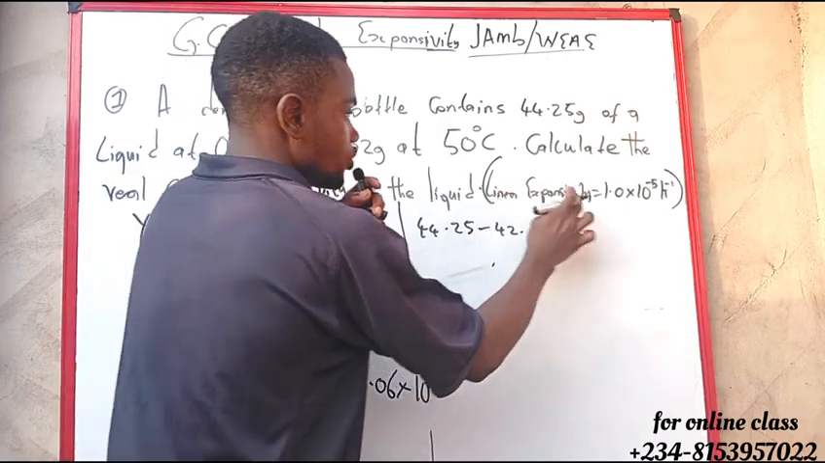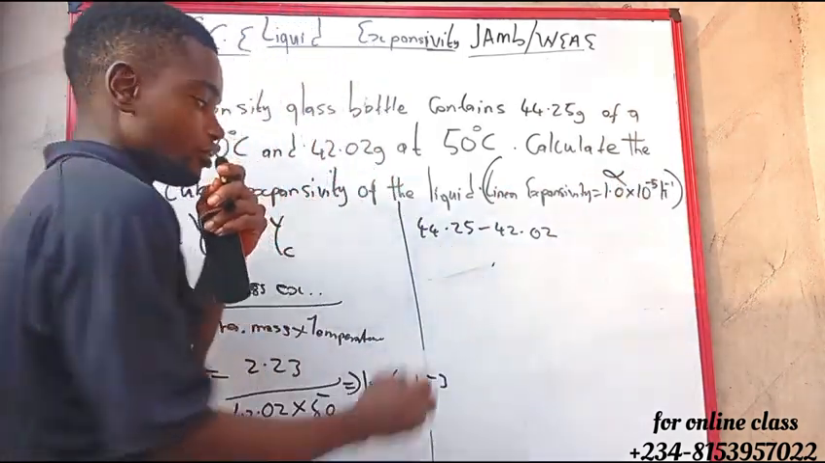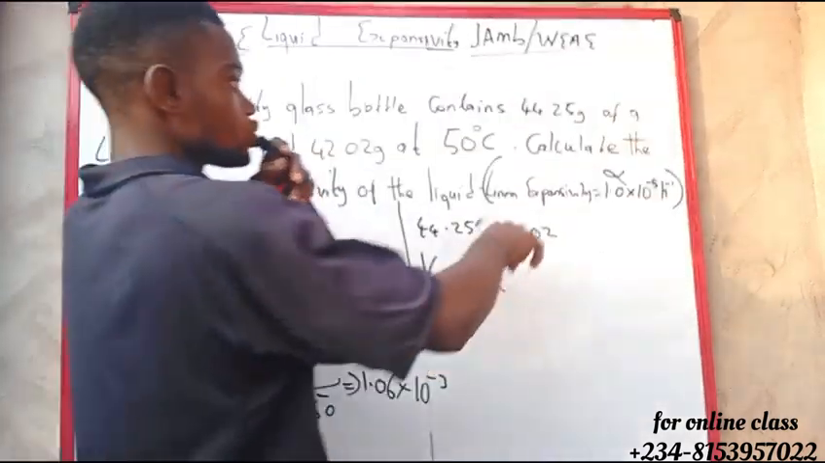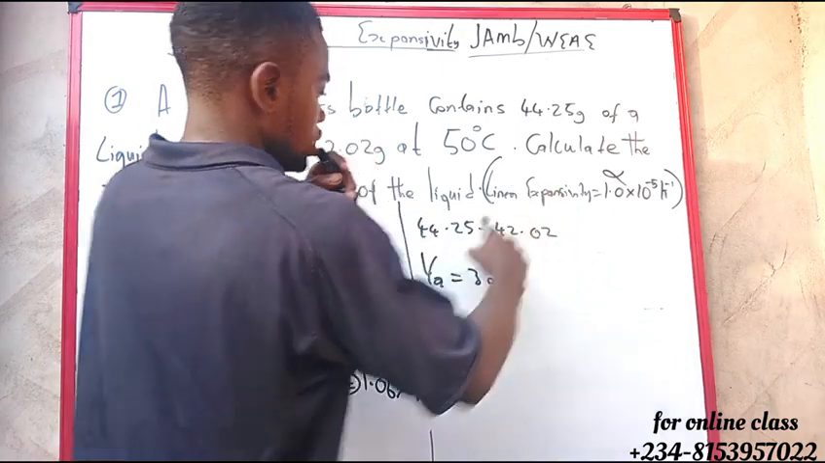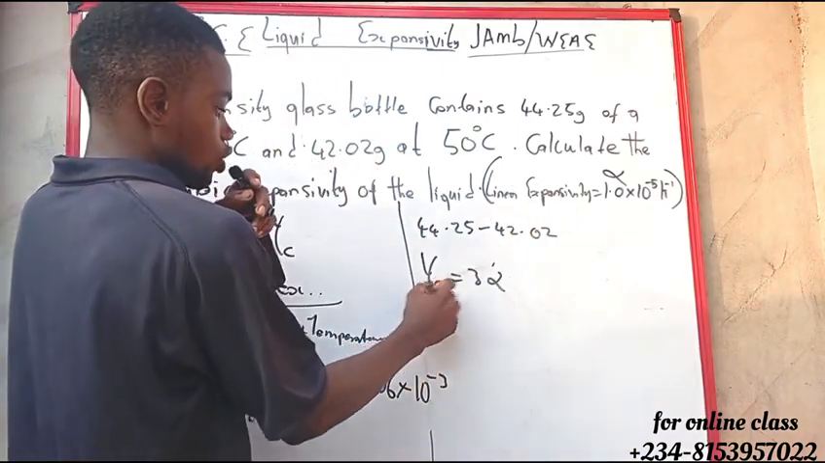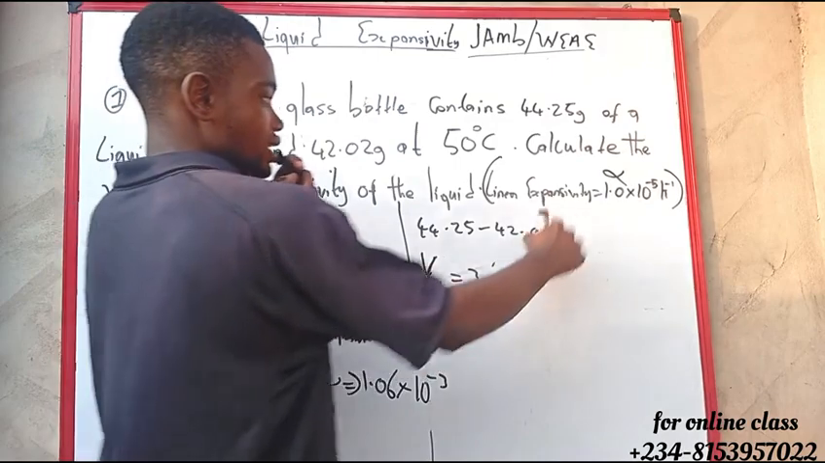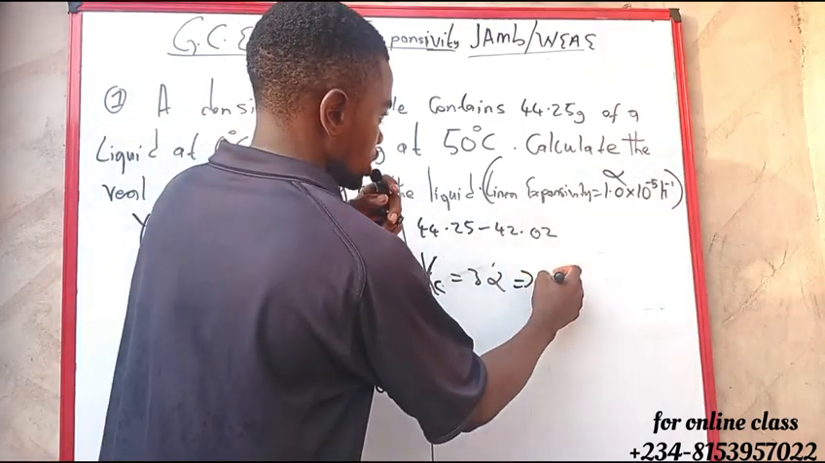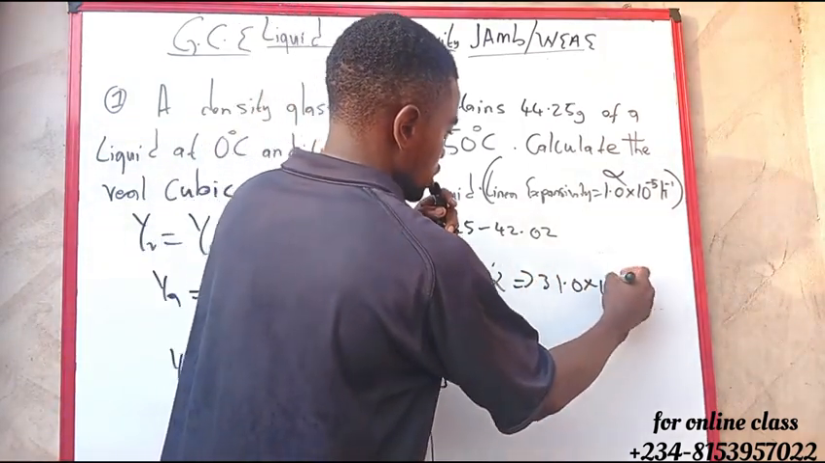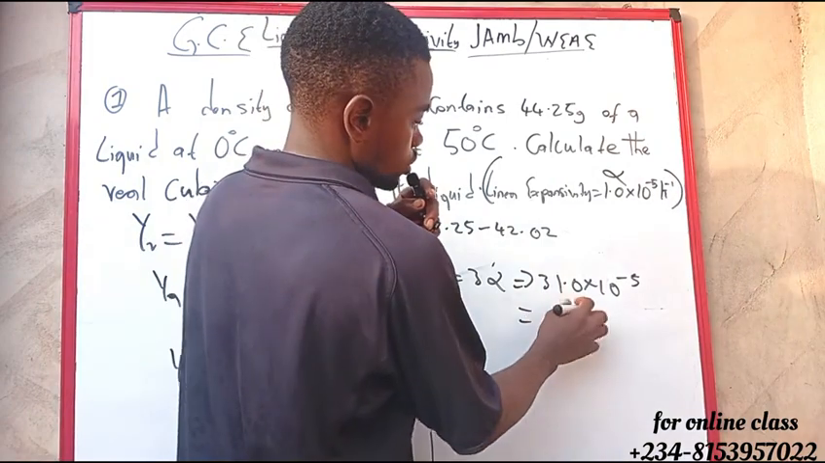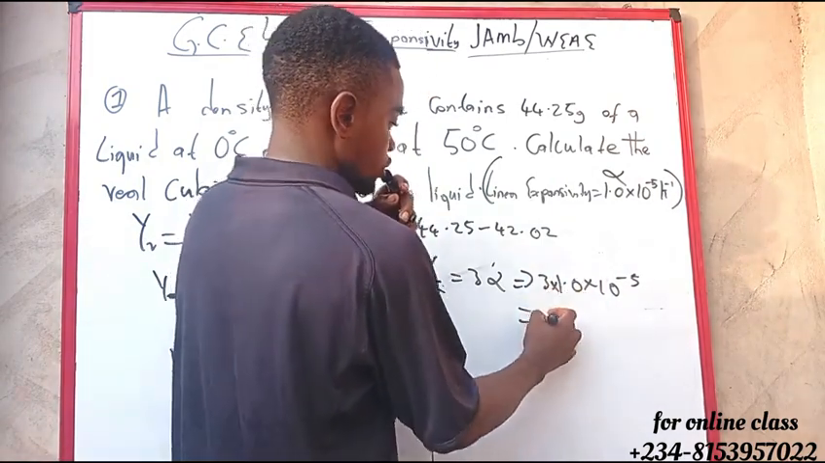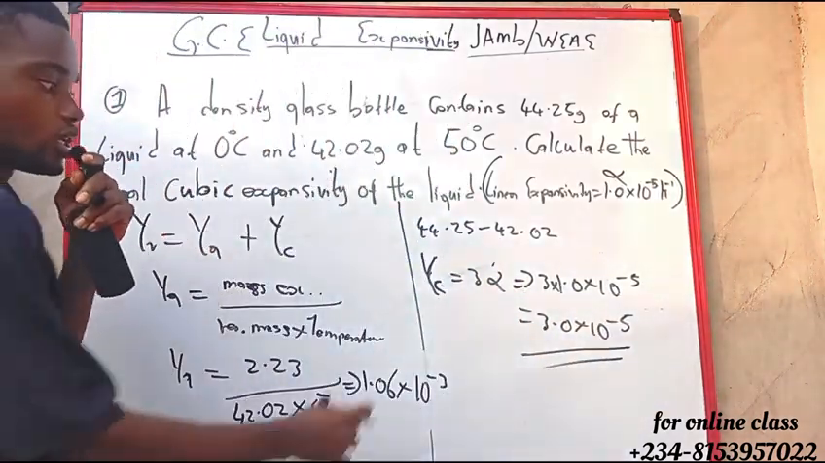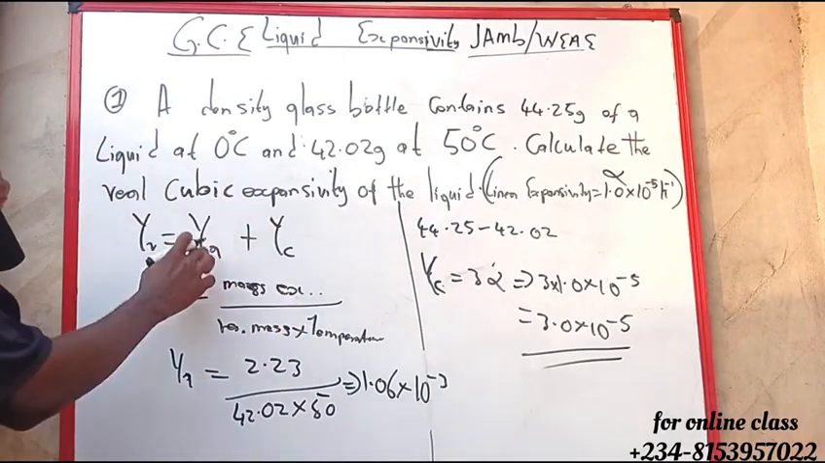What about the cubic expansivity of the vessel? If you recall, they gave you the linear expansivity, which is alpha. If you recall, cubic expansivity is equal to 3 alpha. So to get our cubic expansivity, we multiply the linear expansivity, alpha, by 3, which is 3 times 1.0 times 10 raised to the power negative 5. That is going to give us 3.0 times 10 raised to the power negative 5. That is the cubic expansivity of the vessel. Now our parameters are complete.